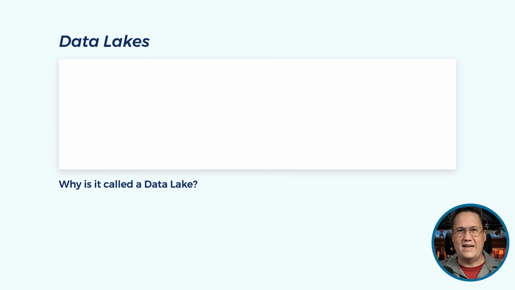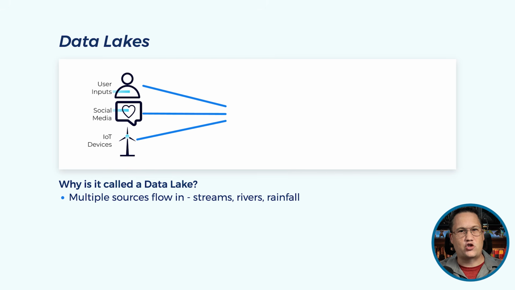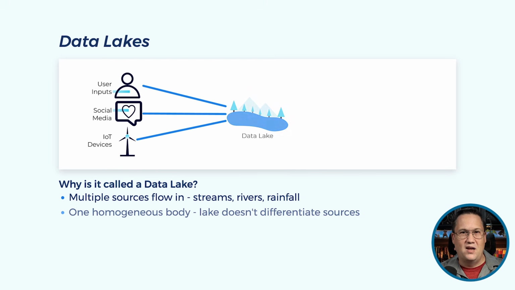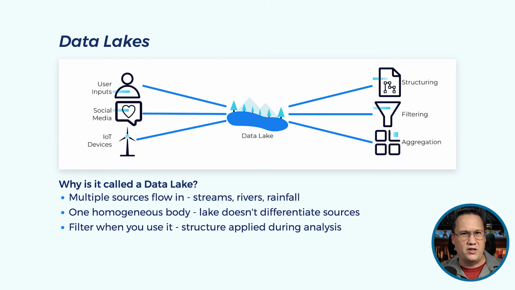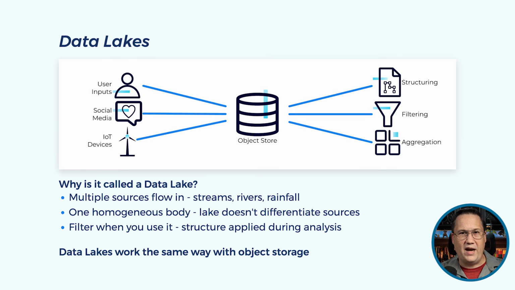This is the origin of data lakes. Think about a real lake, like the water kind, not the data kind. Lakes have many sources, like streams, rivers, and rainwater. The lake doesn't care where the water comes from and treats it all the same. Everything becomes one homogeneous mixture. But to use the water, you have to separate and filter it first. Object storage works the same way. It doesn't differentiate between file types or impose structure on them. But if you want to analyze the files, you will need to apply structure to them first.